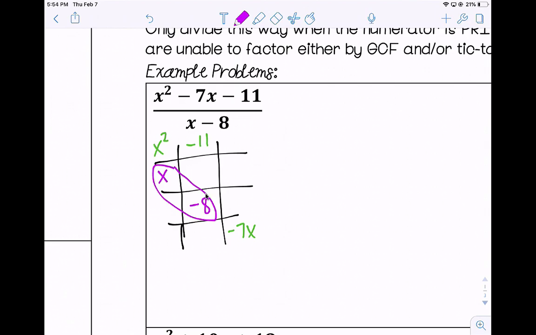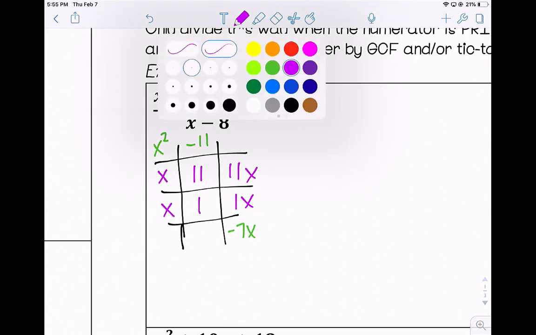So because I can't factor it and use x minus 8 as a factor, now I'm going to have to use long division. Even if you tried to factor this, let's say I put x times x. Well, this 11 is only 11 and 1. 11 is prime, so I multiply across, 11x, 1x, there is no way that I could get negative 7 from 11 and 1. Impossible. So this trinomial is prime, and that's why we have to use long division.